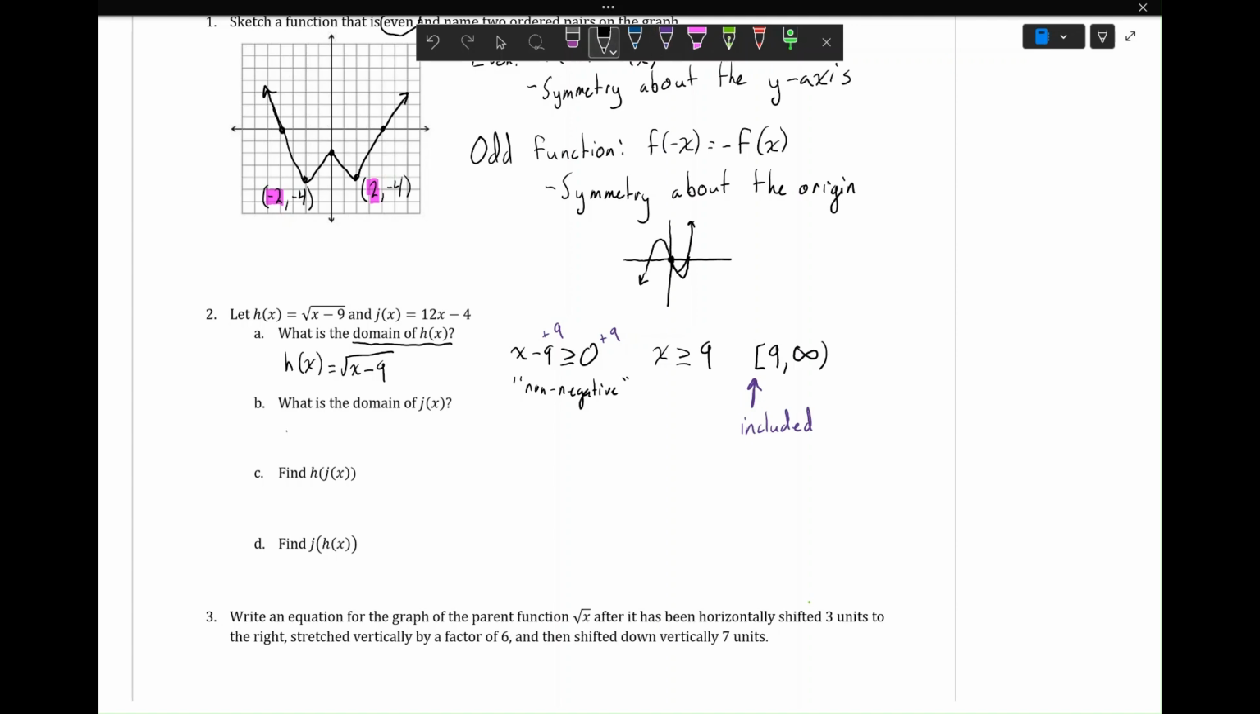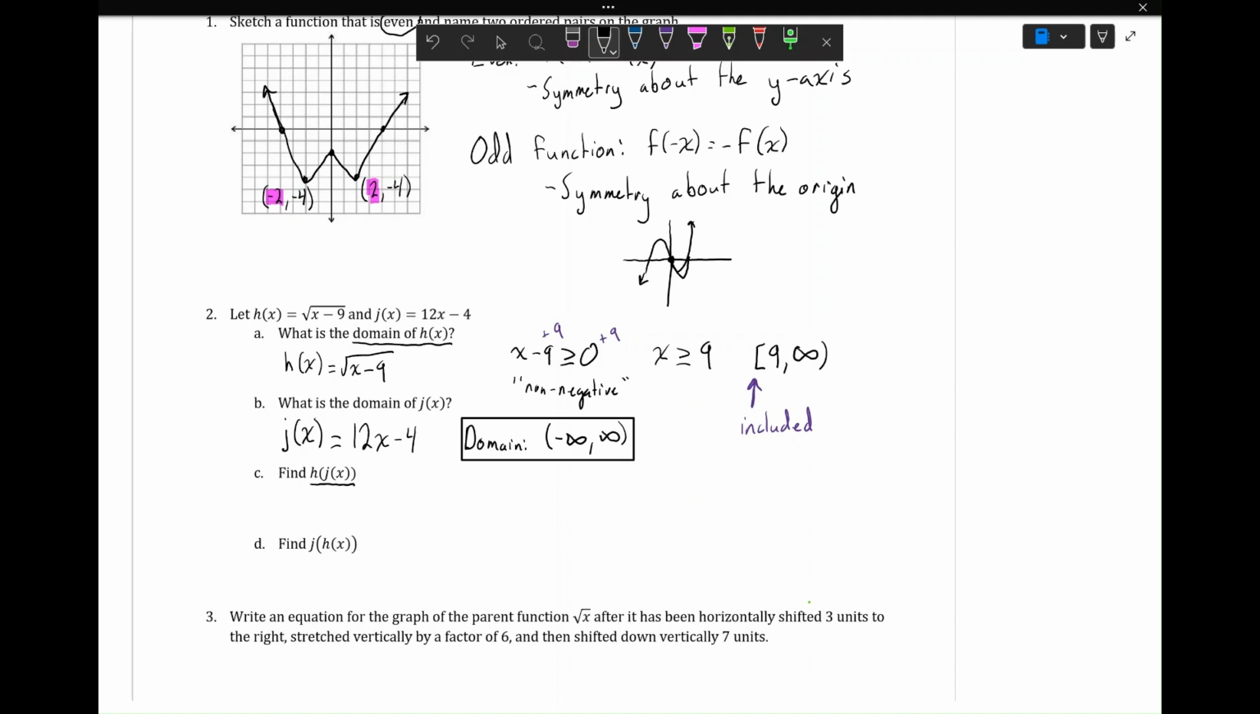Now, j of x. J of x is a linear function. All we're doing is multiplying and subtracting, and there are no restrictions on those operations. So my domain here is any real number. We can represent that in a number of ways, but our main way is saying from -infinity to infinity. Essentially, we're saying there is no restriction on the domain here.